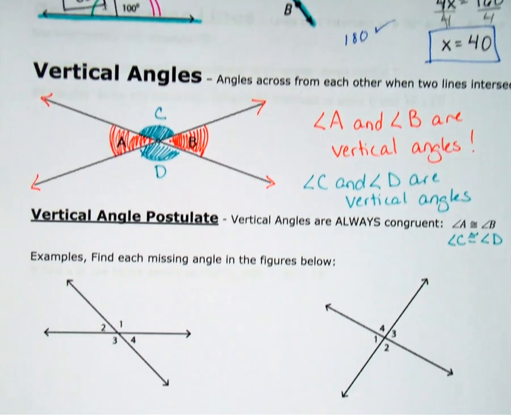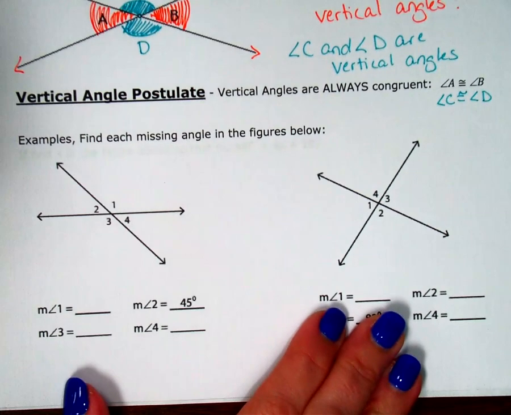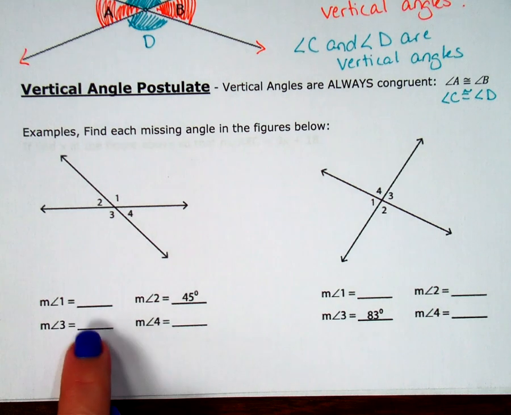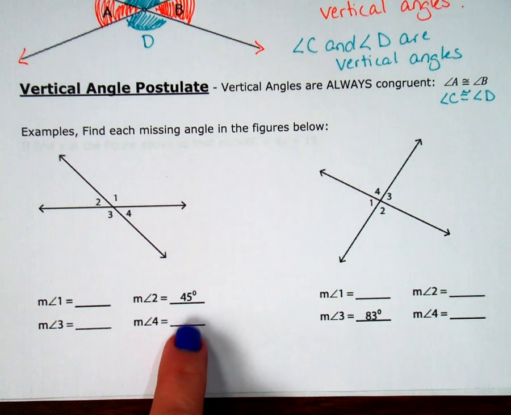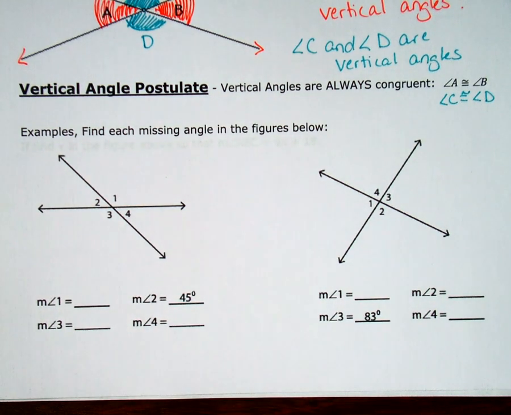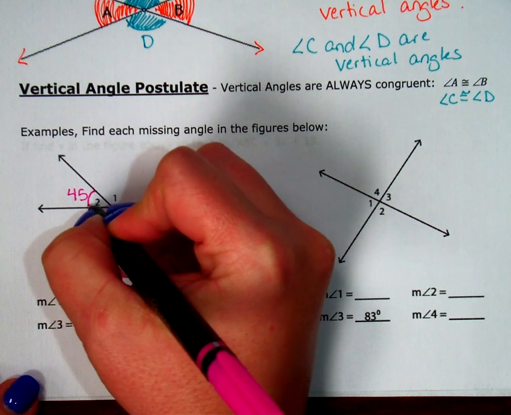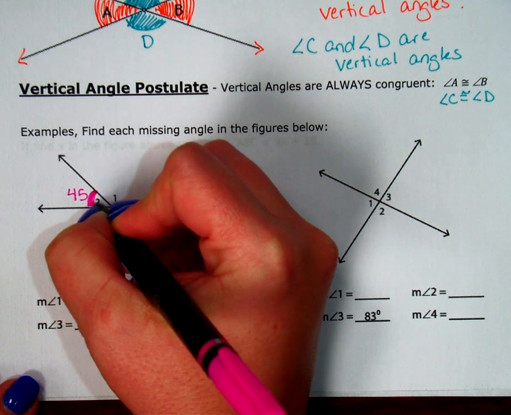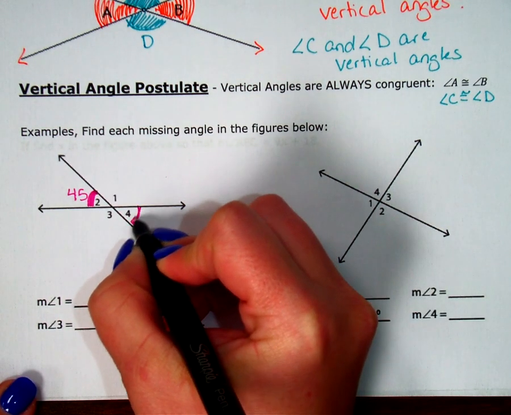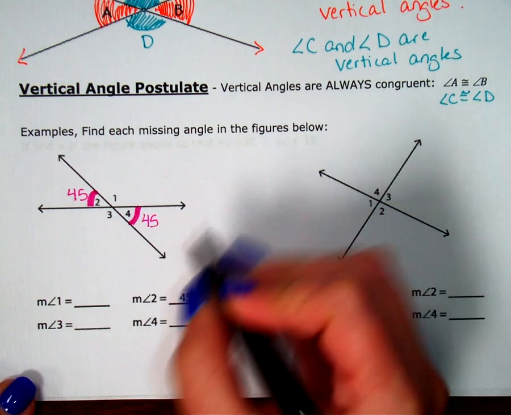All right, so now let's look down here, and it says example, find each missing angle in the figures below. So I'm probably going to have to use both types of relationships. First thing, I'm going to see what information I already have. I know that the measure of angle 2 is 45 degrees. So the first thing I'm going to do is find the vertical angle to that angle 2, because it's also 45 degrees. So angle 4 is also going to be 45 degrees.